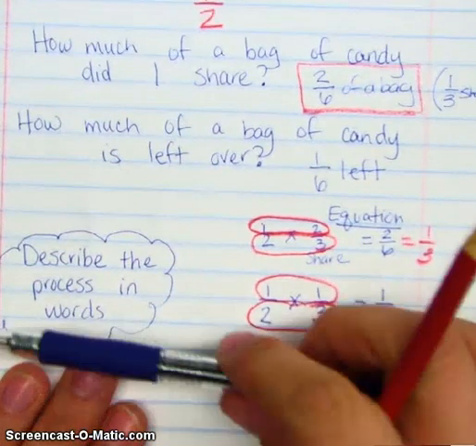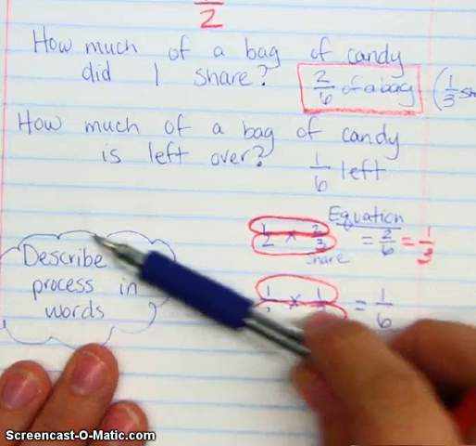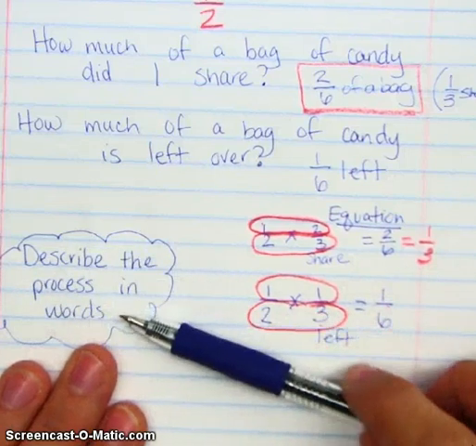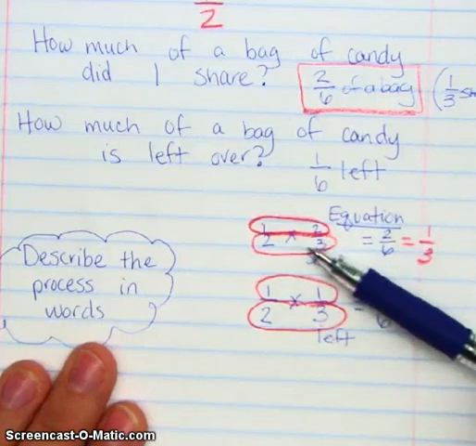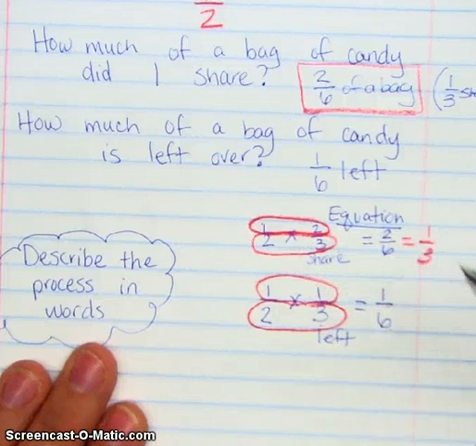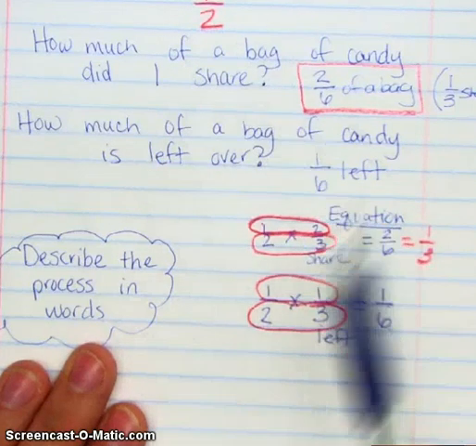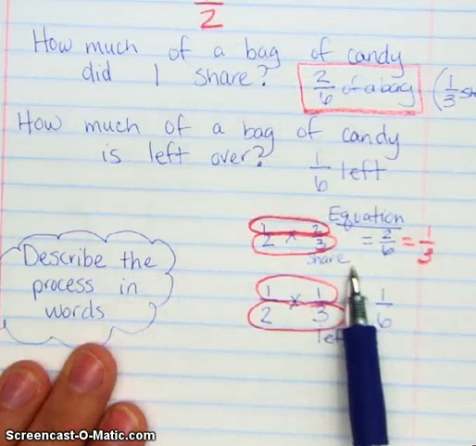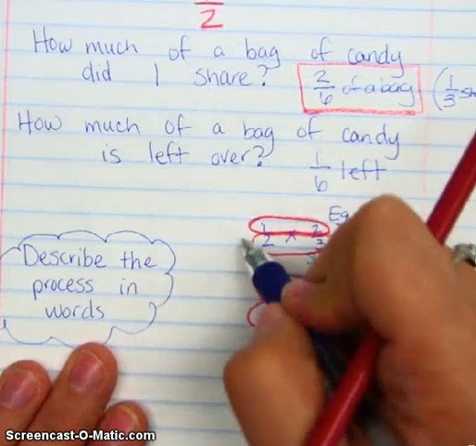And at this point in time, I would like you to pause the video and describe the process in words. Explain to me, what did you do here to get this answer? If I asked you to do this problem without a picture, what would you do? Describe the process in words. Explain to me what we did right here.